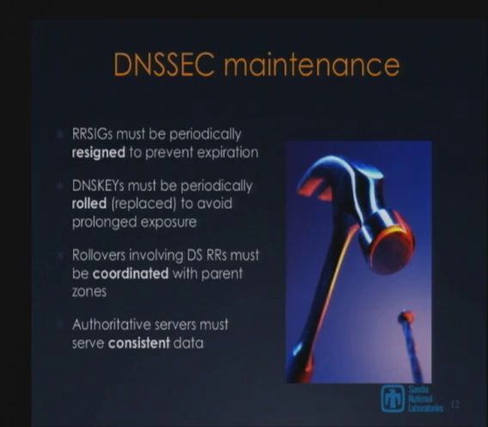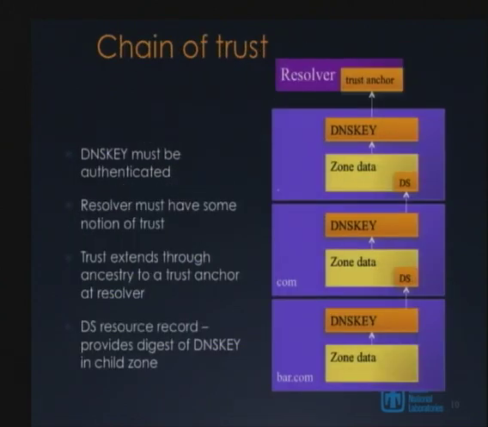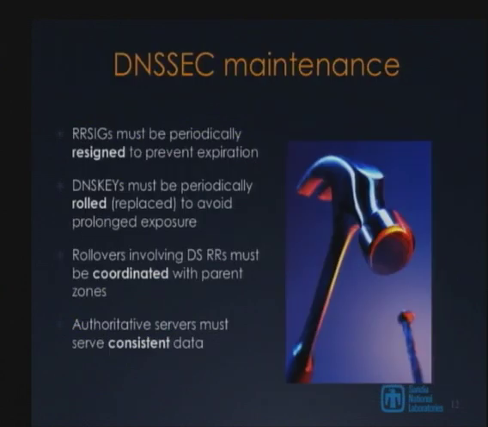So to avoid prolonged exposure, they recommend that you roll them. But that's kind of a headache because, as I showed you earlier with the chain of trust, I'll back up just a couple slides, you have this DS mapping with your parent, meaning that the DS record has to be a hash for a valid DNS key, otherwise you have an invalid mapping into your zone. So when you change this key, you have to coordinate with your parent. Okay, some complications in there.